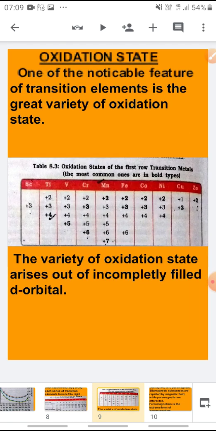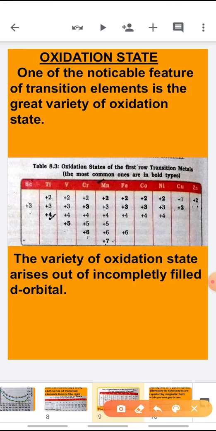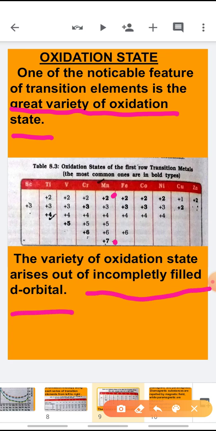Now coming to the oxidation state. Oxidation state, you all know, is the charge which comes on the metal when all the other elements which are forming a bond with it are removed. Now, one of the very noticeable features of transition elements is their great variety of oxidation states. Transition elements can show a great variety of oxidation states ranging from +2 to +7. Now, why can they show a great variety of oxidation states? Due to the presence of incompletely filled d orbitals.